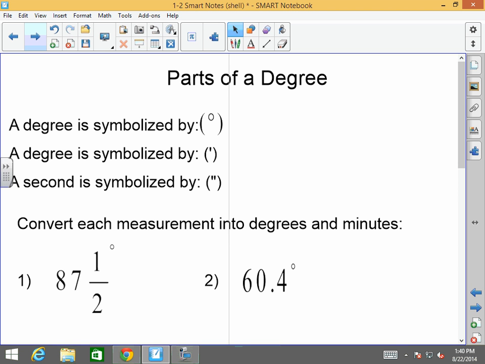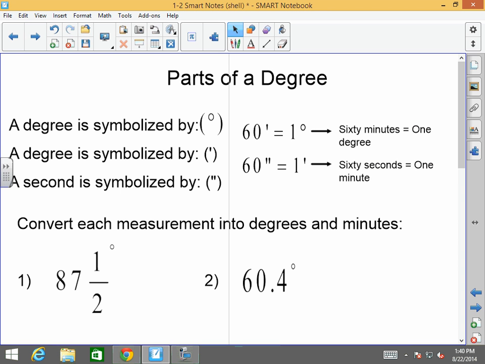A degree is really made up of a degree, minutes, and seconds. And these facts are very important for you to memorize. 60 minutes, which is denoted by just a single apostrophe, equals 1 degree. So if I've gone 60 minutes, I've gone one full revolution. In other words, I've got 1 degree. 60 seconds is denoted by the quotation marks here, and 60 seconds equals 1 minute.